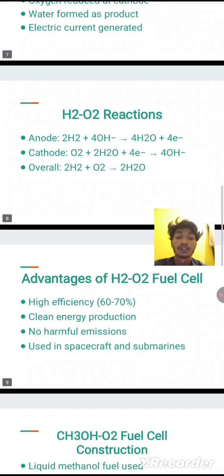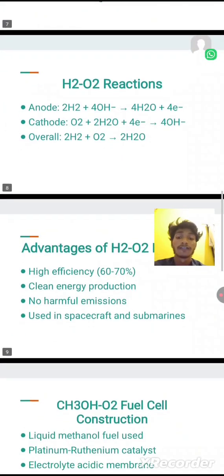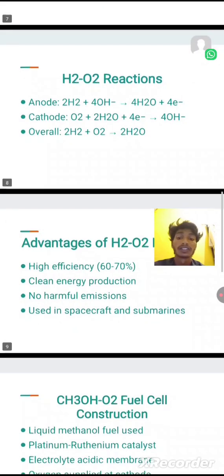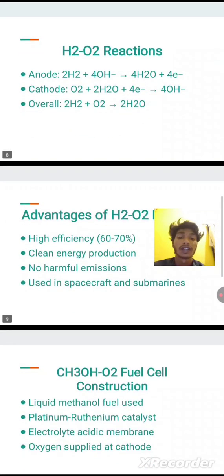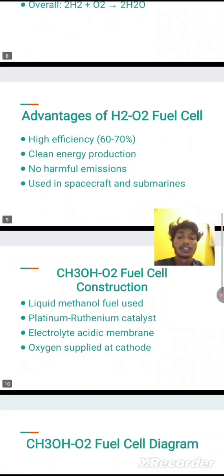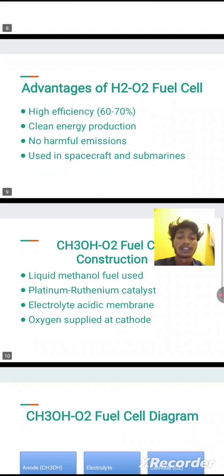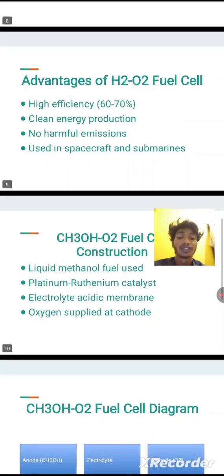Advantages of the H2-O2 fuel cell: high efficiency, 60 to 70%. Clean energy production with no harmful emissions. Used in spacecraft and submarines. CH3OH-O2 fuel cells: liquid methanol fuel, used with platinum-ruthenium catalyst. Electrolyte is an acidic membrane. Oxygen is supplied to the cathode.